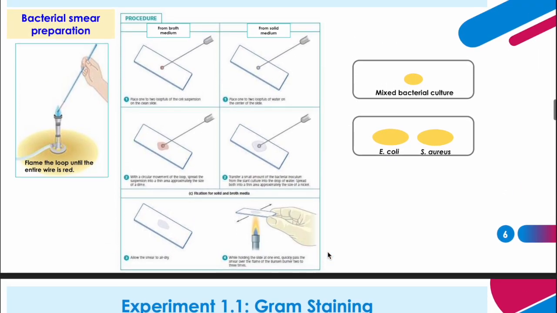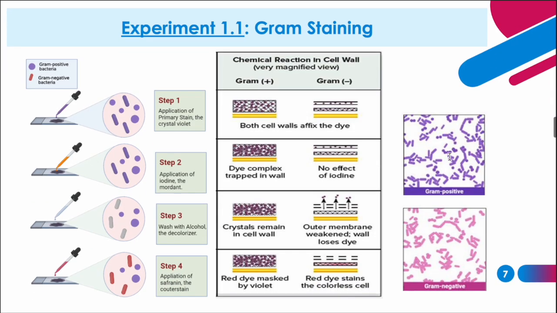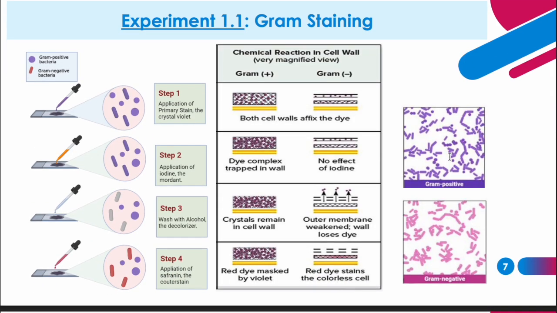Okay, so in these steps, you will get one slide with the mixed bacterial culture, and another slide with the E. coli and S. aureus. Okay, now you can do the gram staining.